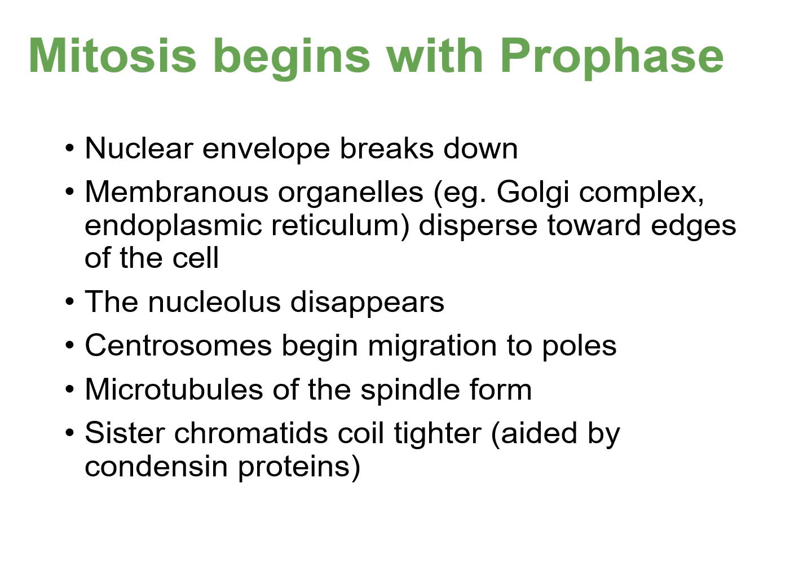Okay, so going into it a little bit more detail, again, we're starting with prophase and mitosis. That's where our nuclear envelope is breaking down. Our membranous organelles, like our Golgi complex and our endoplasmic reticulum, are dispersing towards the edges of the cell. Our nucleolus is going to disappear, and the centrosomes are going to begin migrating to the poles. Those little microtubules that are helping pull those chromosomes or chromatids to either side are starting to form, and then the sister chromatids are coiled together a little bit more deeply.